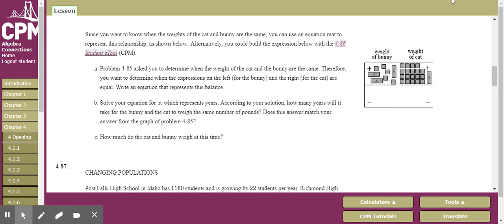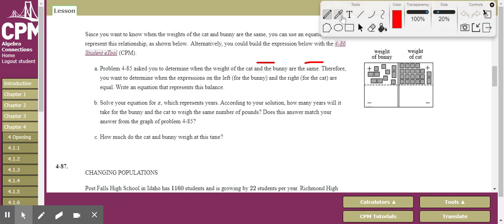So I'll go back to one of my equations. Let's do y equals 19 plus x. And what I'll do is I'll substitute, since we know the answer is 7, I'll substitute 7 for x. So y equals 19 plus 7. When I add 19 plus 7, I get 26. So y equals 26. So when x equals 7 years, y equals 26, which means the bunny and the cat both weigh 26 pounds.